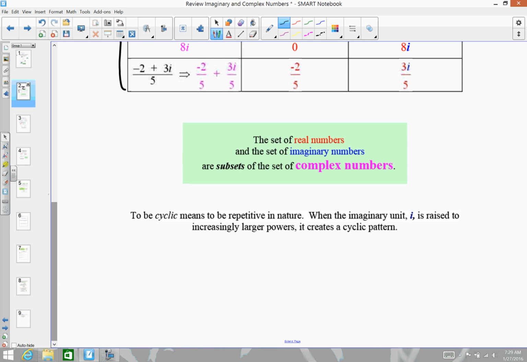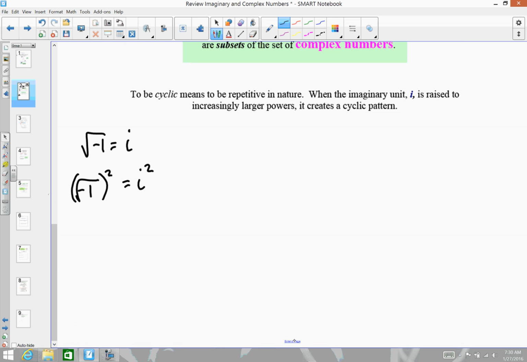Because when you have the square root of -1 equaling I, if I square I, it means I'm squaring the square root of -1, which gives me a value of -1. So if I take I to the second power, I get -1. If I take I to the third power, it's I squared times I, which is the same as -1 times I, or -I.